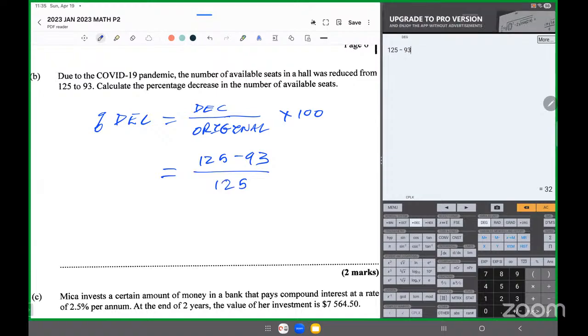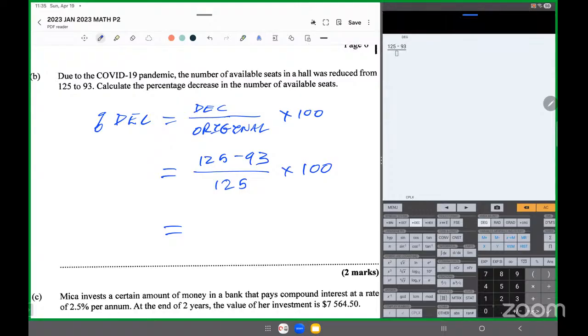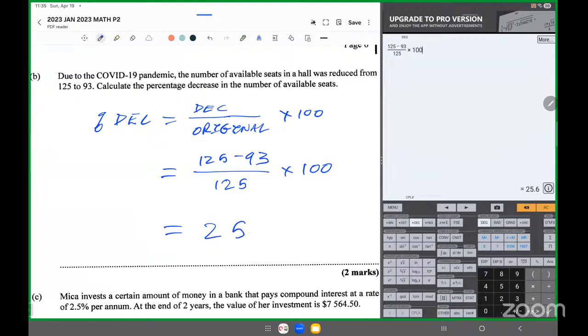It's a decrease from the original number you want. Multiply that by 100. That's what you're working out. All right, so you can put that in the calculator. 125 minus 93 divided by the original 125 multiplied by 100. That's 25.6, 25.6% decrease. What about that? All right, next question.